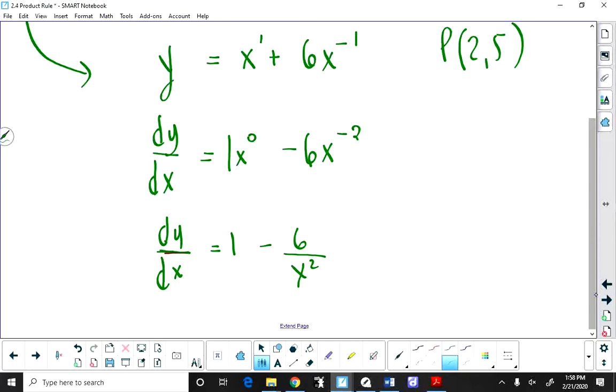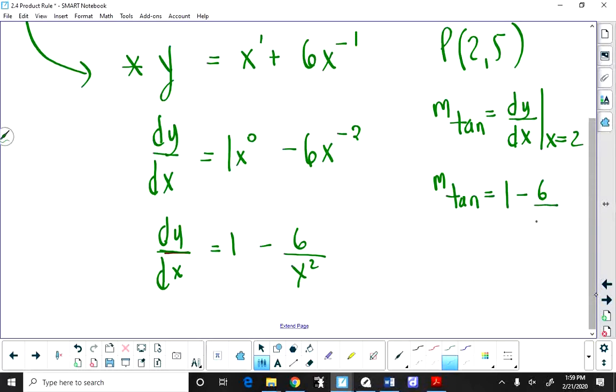And that is a tool that allows you to find the slope of the tangent to the original function, wherever you want. So if you want to find the slope of the tangent at (2, 5), the slope of the tangent will be the derivative at x equals 2. It's that simple. You're going to put 2 into this derivative. You'll have the slope. So the slope of the tangent will be equal to 1 minus 6 over 2 squared.